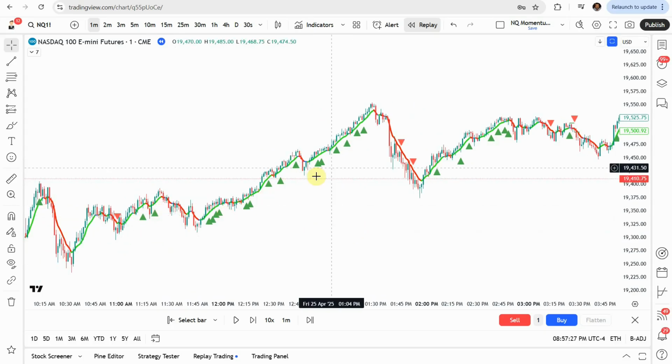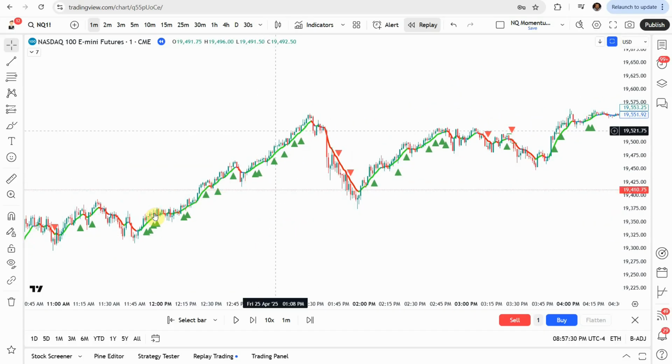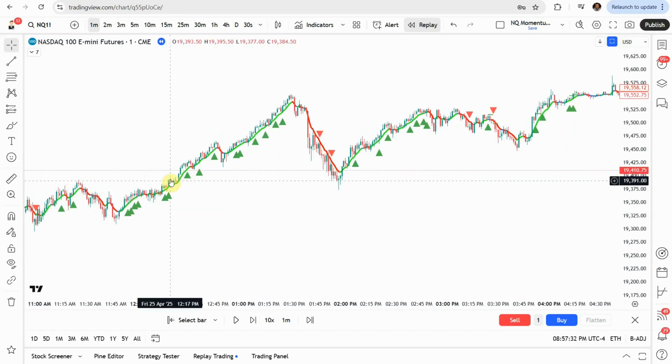So you can see how when you catch a really nice trend movement, you can really capitalize on the scalping method here.